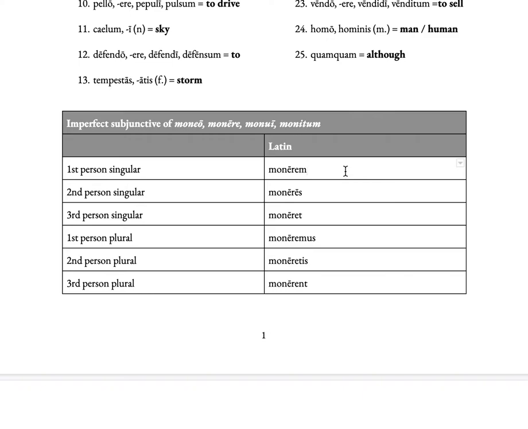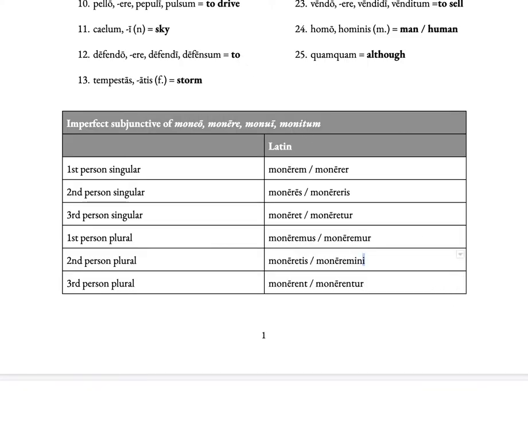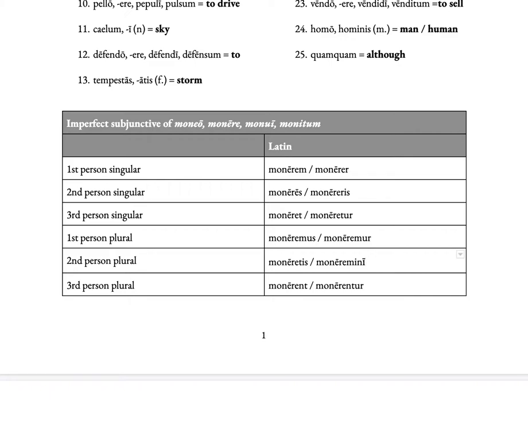Now that is the active. If you wanted the passive, you would do the same thing. So you would take that infinitive again, monere, and then you would add r, and then ris, and then tur, and then mur, and then mini, and then ntur. Okay, and the i at the end of mini is a long i. So, like that, monere mini.